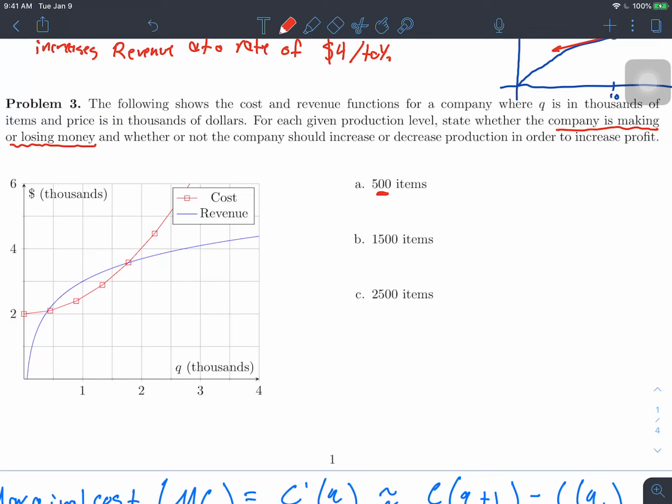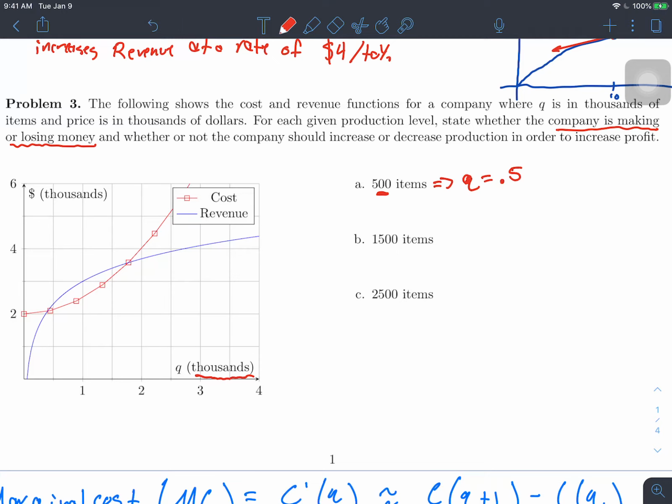Okay, if my Q here is measured in thousands of items, 500 items means Q equals what number? What should Q be for producing 500 items? And Q measures the number of items that we're producing in thousands. Yeah, it should be 0.5.